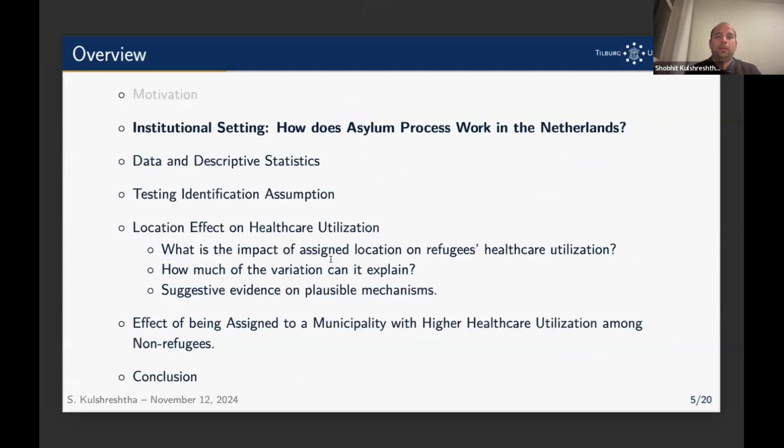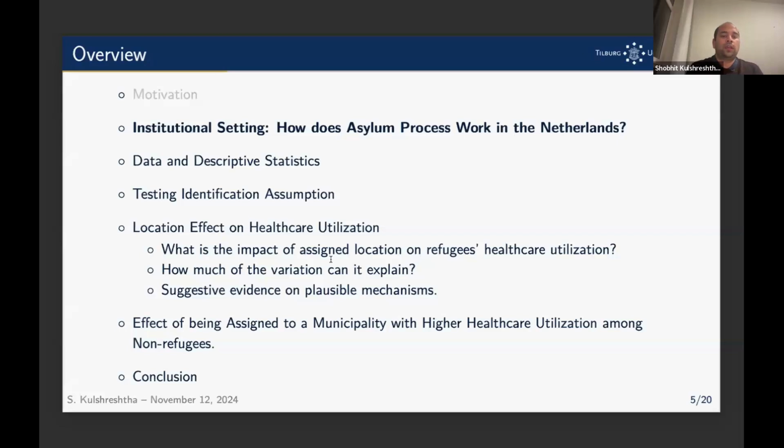Before I begin with my data and model, I will start by explaining how the asylum process works in the Netherlands. Then I will go to the data, and I will test the identification assumption, because we as economists don't believe that the policy itself will be perfectly random. So we need some results. That's why I will also test this identification assumption. And then I will answer the two questions that I have put forward.